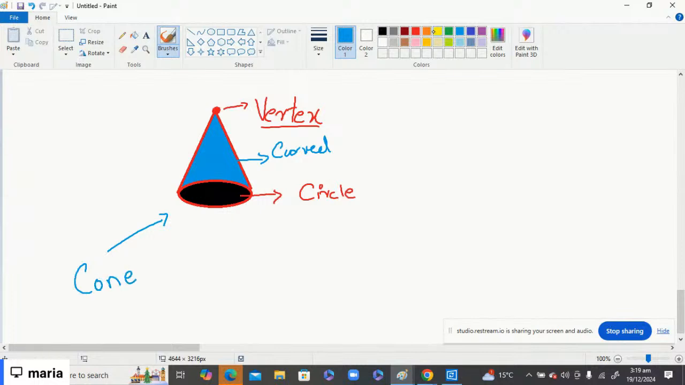What is this shape called? This is called the vertex. This is called the curved part, and there is the circle. Vertex is where the two lines meet with each other. Here is one circle, and in the middle this is called the curved part. So if there are these three things in one shape, then in total it becomes the cone. What is this shape called? That is called cone.